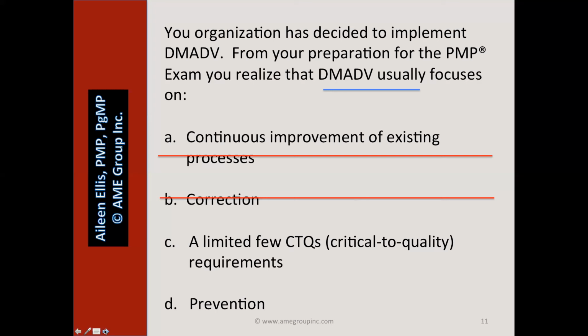I think of DMADV as more of a proactive idea. I'm going to cross B out. C, a limited few CTQs, critical to quality. Again, I associate that with existing processes. I'm going to cross it out. D, prevention. Prevention is proactive. Prevention, I associate new processes, designing new processes. I think D is the best answer.